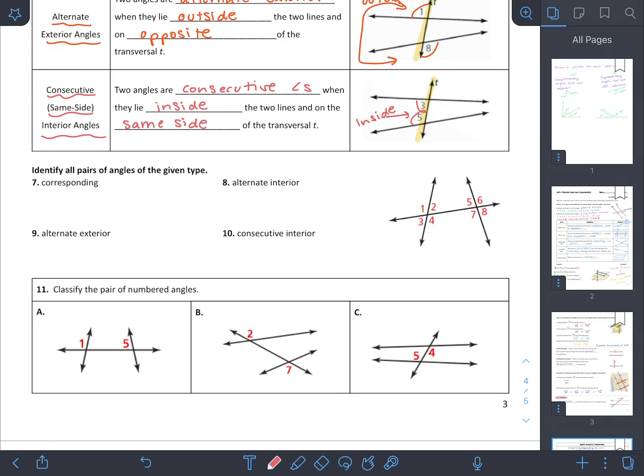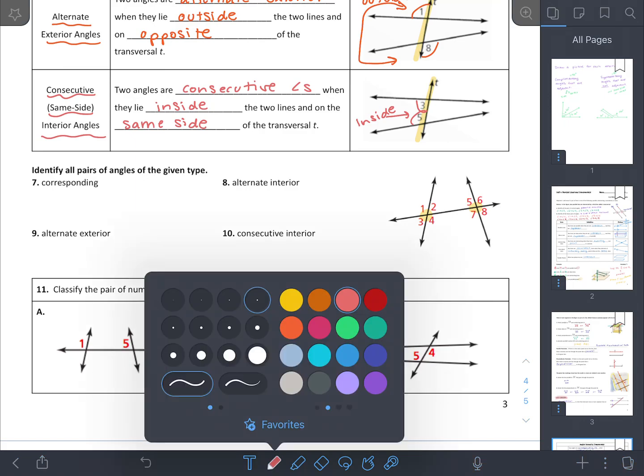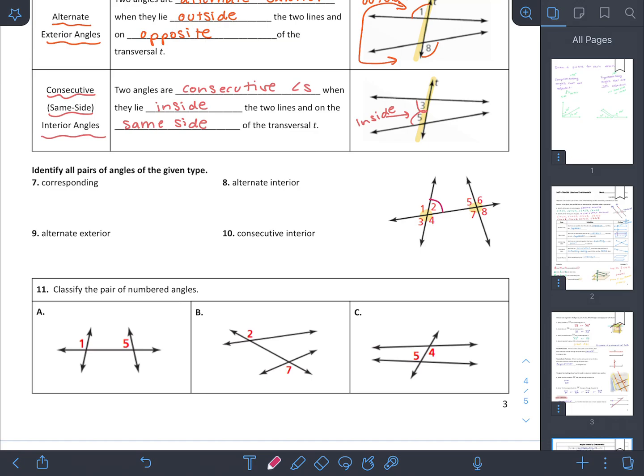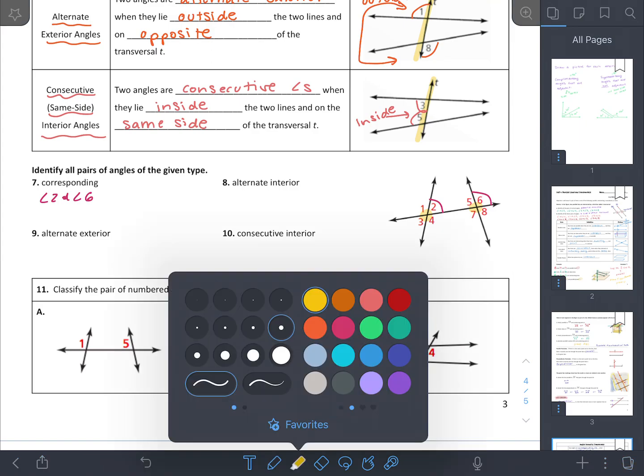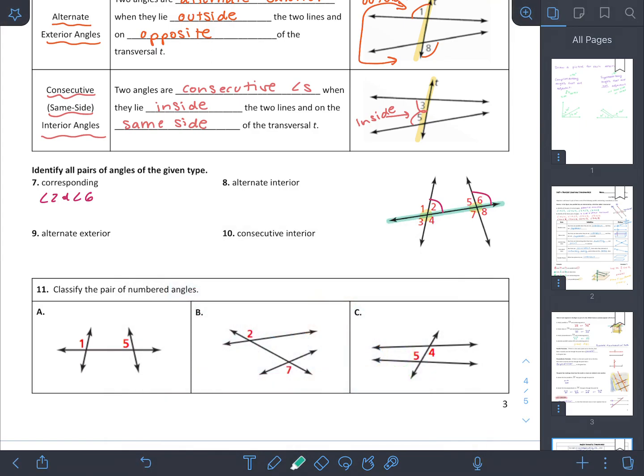So on number 7, I want to identify all pairs of angles of the given type. So I want to find all corresponding angles. So corresponding angles, if you look at these intersections, are angles that are in the same relative position. So examples of corresponding angles would be like angle 2 and angle 6. Why? Because they're in the same spot on two different intersections. And again, my transversal is cutting two different lines, so we're comparing those intersections.